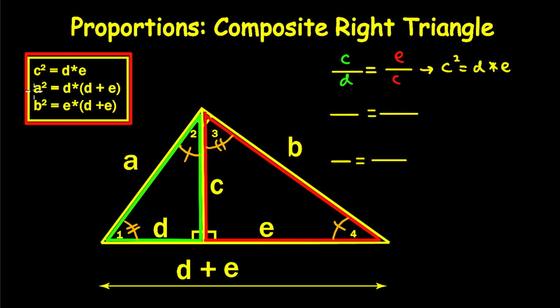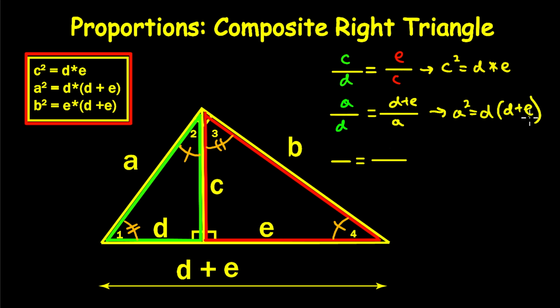Now on to the second equation, a squared equals d times (d plus e). We have the hypotenuse of the small triangle over the small side of the small triangle, which is a over d, equals the hypotenuse of the big triangle, which is d plus e over here, over the small side of the big triangle, which is a. And that is (d plus e) over a. And then again, rearranging, bringing the a up and the d up, we have a squared equals d times (d plus e).